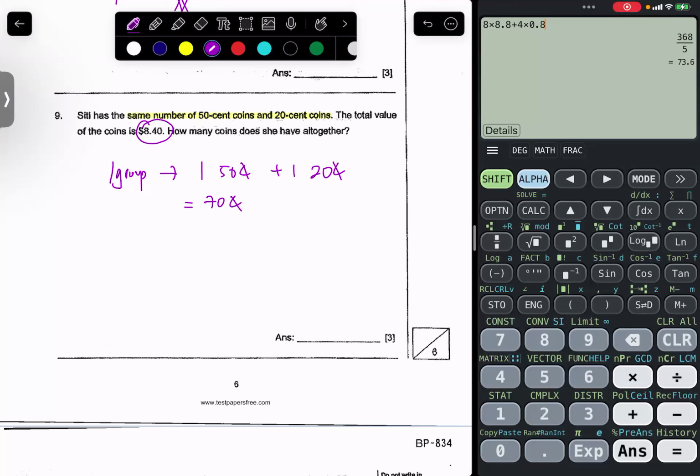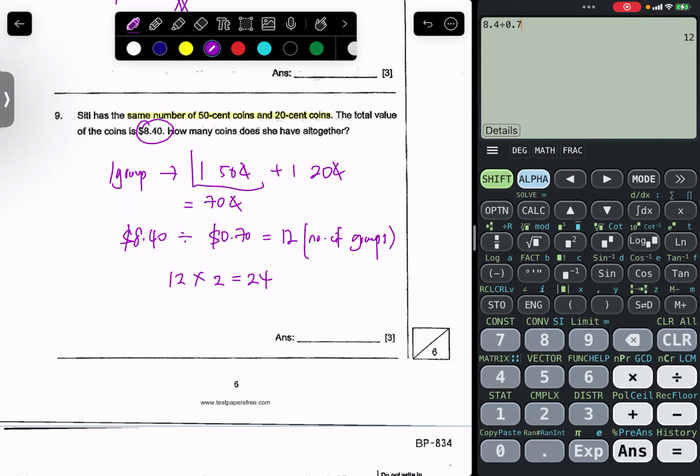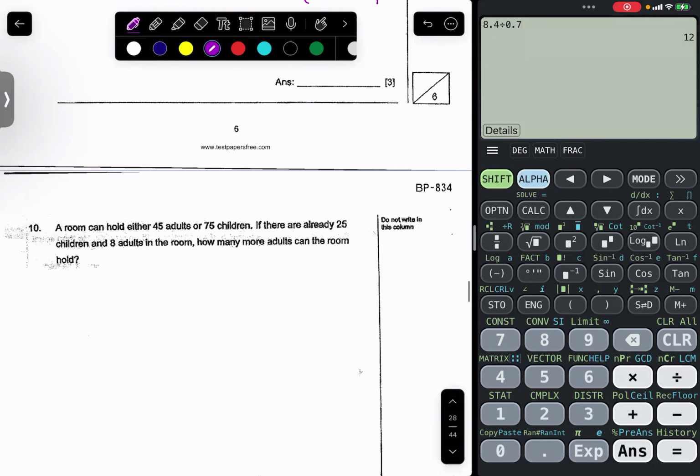So you have to ask yourself, how many 70 cents do you need to reach $8.40? So $8.40, we have to divide by the 70 cents. Okay, looks very complicated, but remember, this is paper 2. So that is 12. 12 represents the number of groups. Okay, so 12 times 2 equals 24, because one group contains one 50-cent and one 20-cent. That means that it is actually 2 coins. Okay, that's why you times 2.